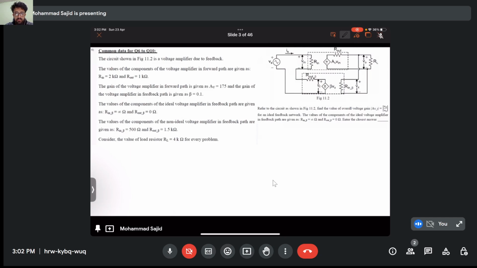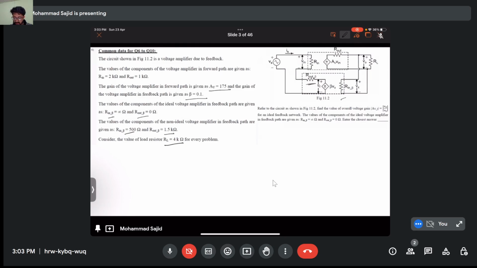The values of the components are given, R in and R out, and the gain is also given to us as equivalent to 175, and feedback network gain is 0.1. The values of the components in the ideal case are to be treated as R in B infinity, such that whole potential drops here, and R out B is 0, such that there is no loading effect due to this resistor. And in case of non-ideal case, R in B is 500 ohm and R out B is 1.5 kilo ohm. Consider the load resistor to be 4K.